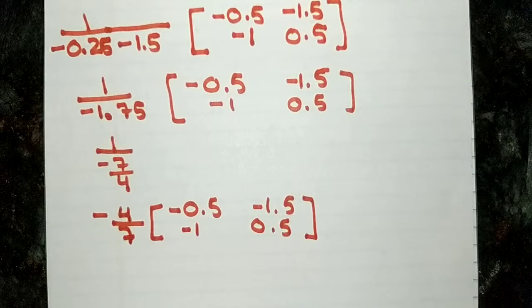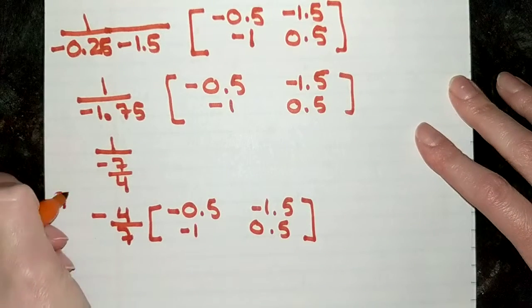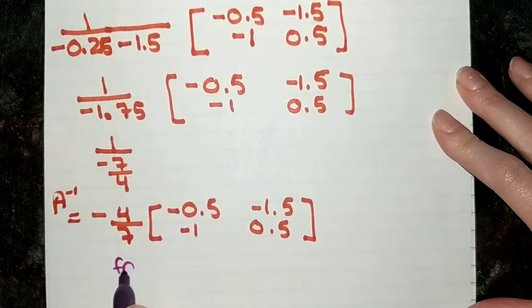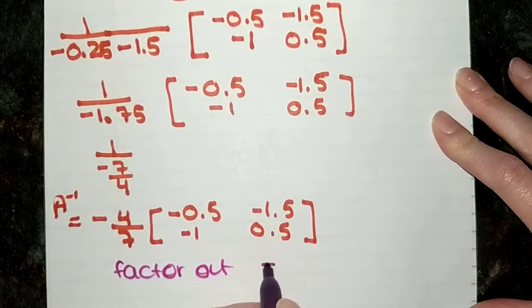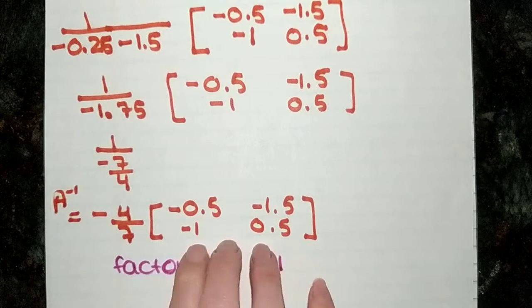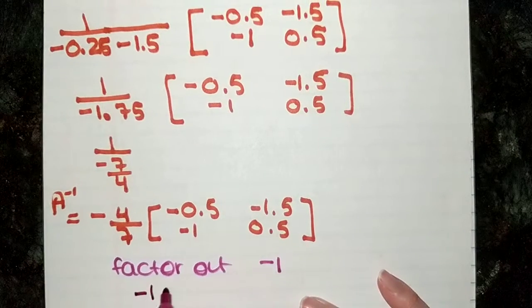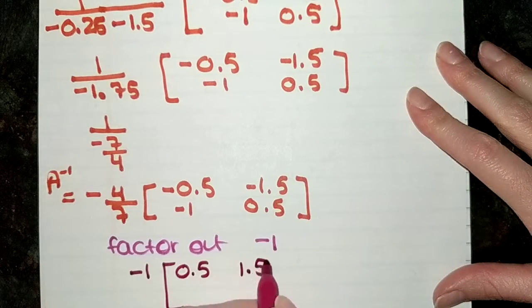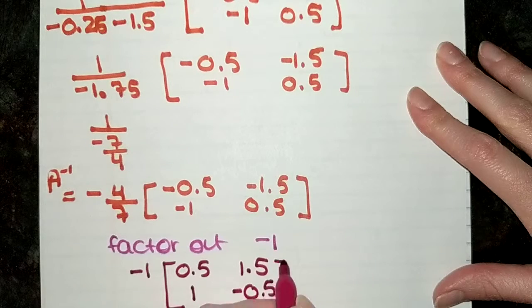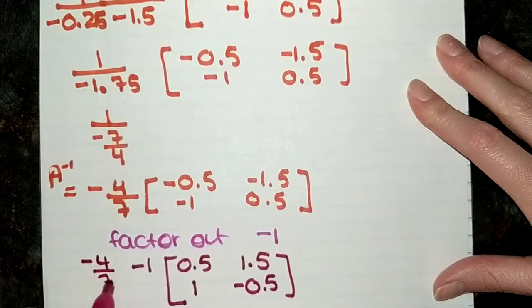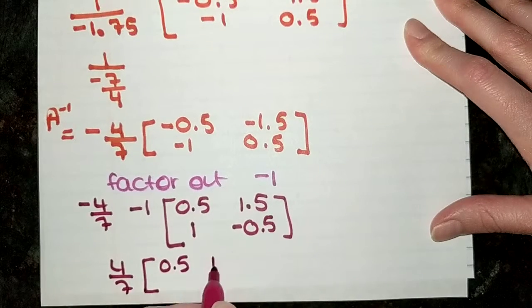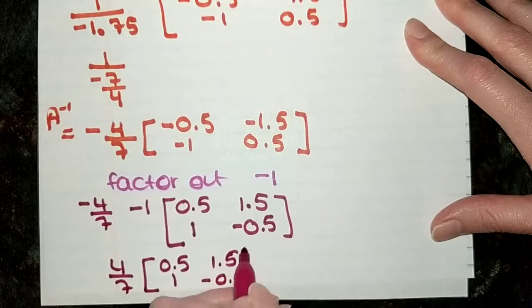Okay, now do keep in mind, and remember this is your inverse, if they don't have that exact answer, it might be that you're off by a negative, because you can factor out a negative. And if you factor out a negative 1 just from this matrix, what will happen is that negative 1 will change all of these signs. So it will become 0.5, 1.5, 1, negative 0.5. And then this negative 4 over 7 times negative 1 will become 4/7 times this quantity. Okay?